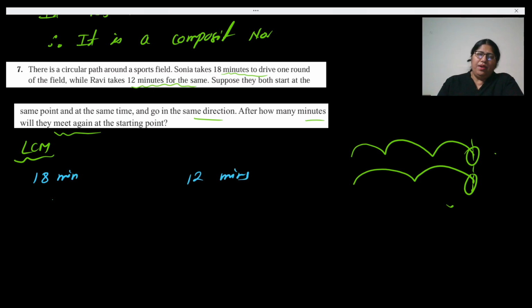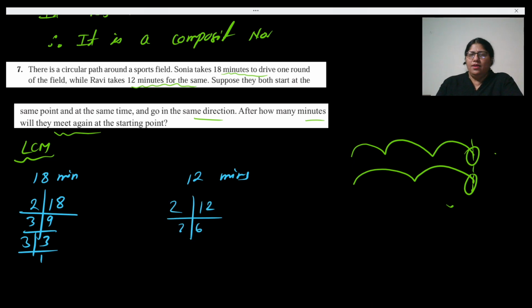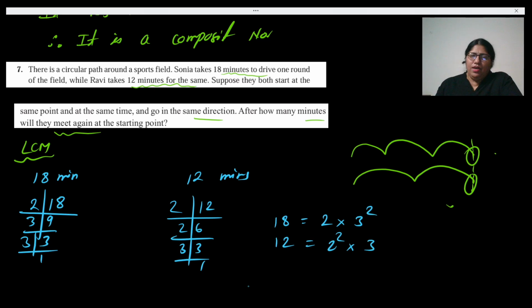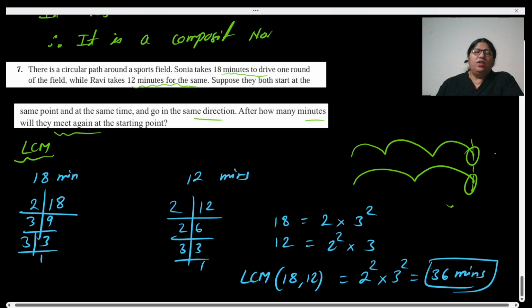Now if you do the prime factorization, 18 is going to be 2 times 3 square, and 12 is going to be 2 square times 3, right? And we need to find out the LCM, which is the common meeting point, of 18 and 12. For the LCM, you take the highest power of each factor. So 2 square into 3 square, 9 fours are 36 minutes. So they both are going to meet after 36 minutes.